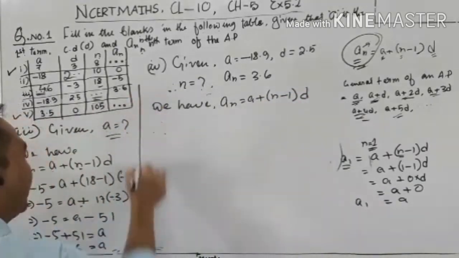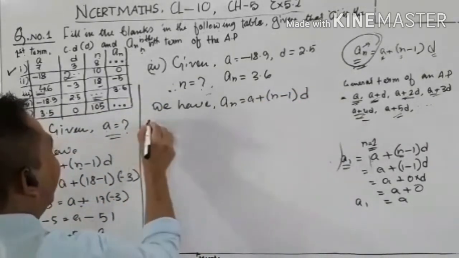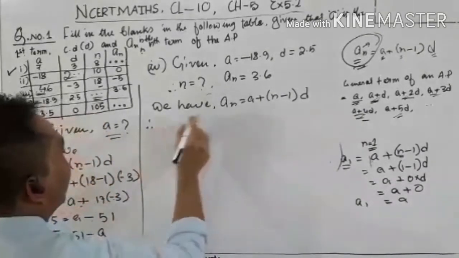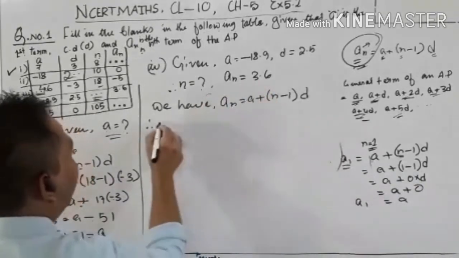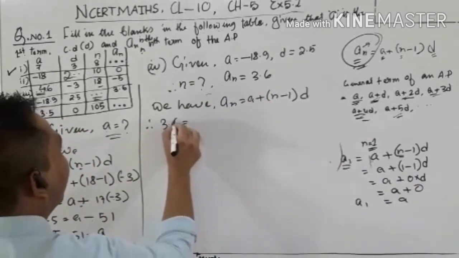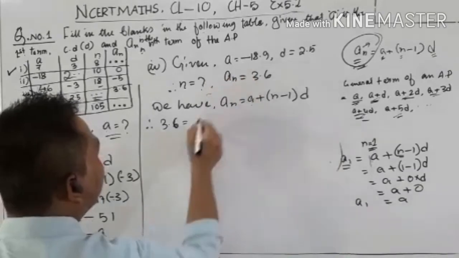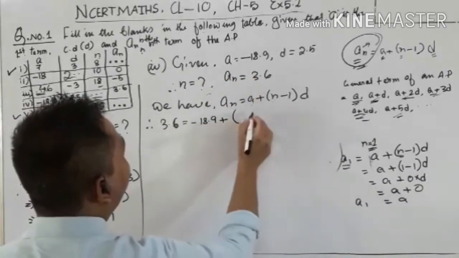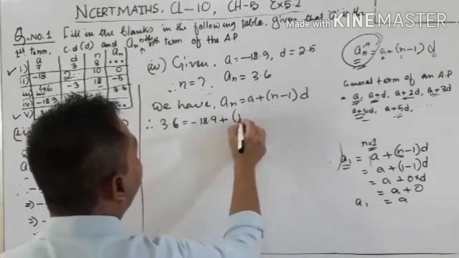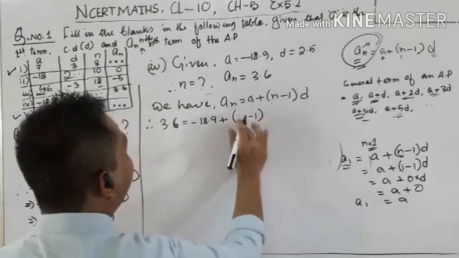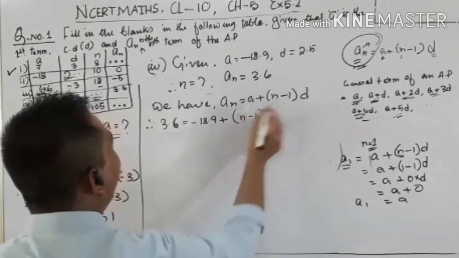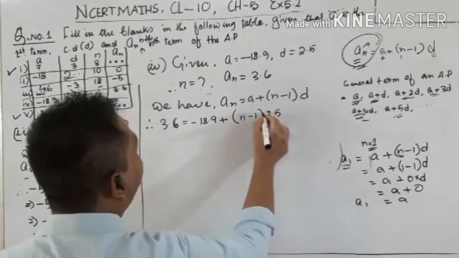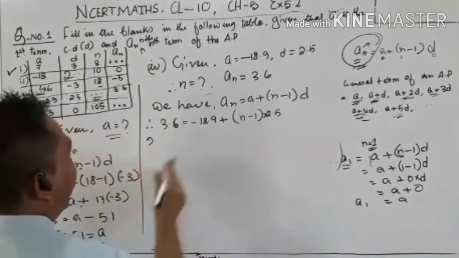Therefore, let me write here. The nth term is given, a_n equals 3.6, so the first term equals how much? That is minus 18.9 plus (n minus 1). n is not given, so we have to find n, right? So d equals how much? d equals 2.5. Okay, fine. Let us transpose this part.